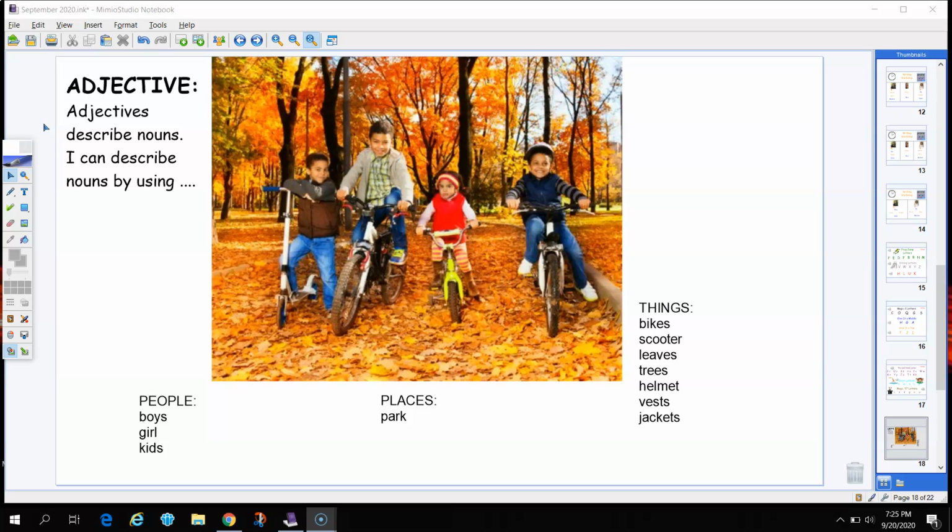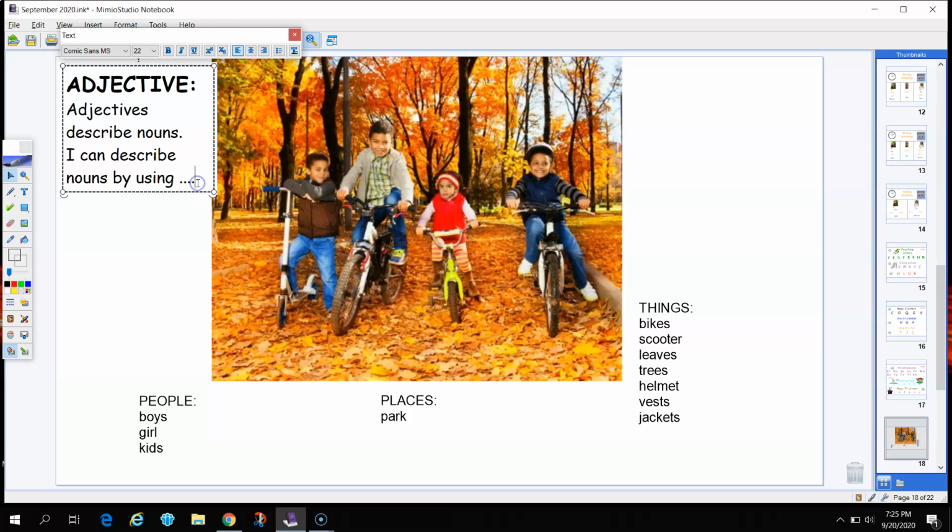We are going to be working on adding words to describe all of these nouns that we found in this picture. So this week we're going to learn all different kinds of describing words. And so to start off today, we are going to use color words. Colors are a great way to describe nouns. So today you can say, I can describe nouns by using colors. Okay, so let's look carefully at some of the things in our picture. Let's look at the leaves. What color are the leaves?